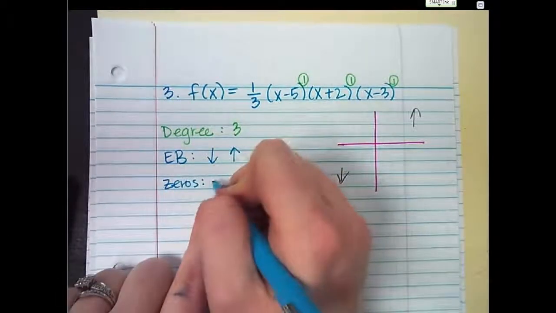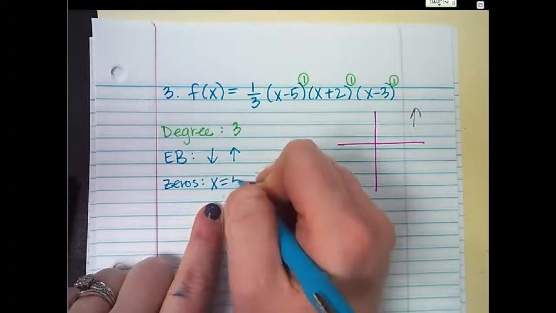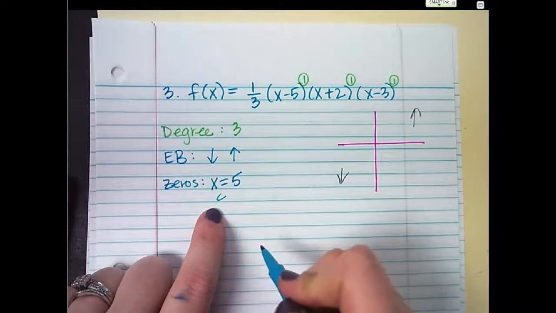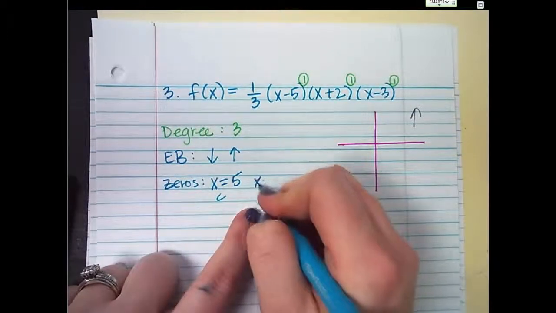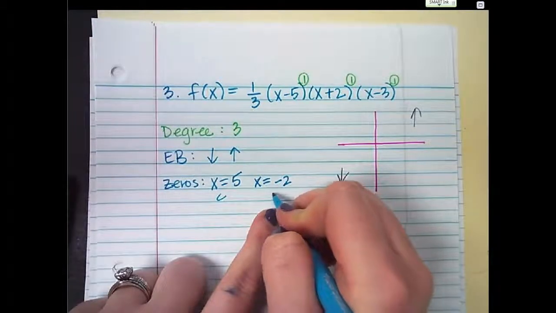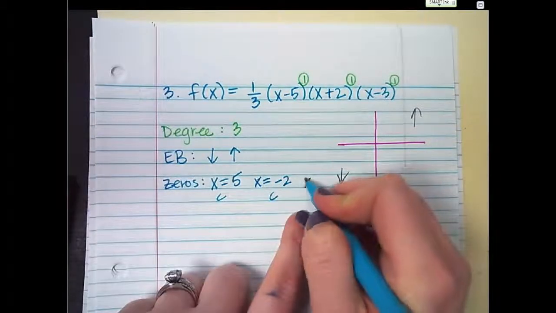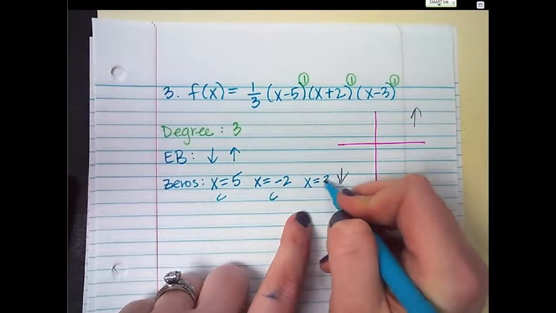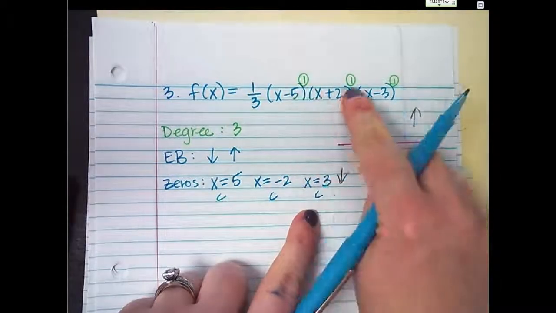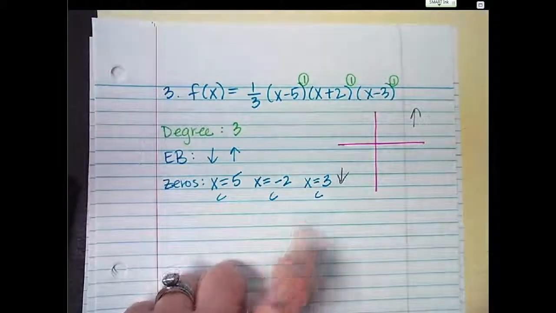I'm only concerned with the ones that give me an x. So what are the zeros? x equals 5. Does it touch or cross? Crosses. x equals -2. Touch or cross? Cross. And x equals +3, and it also crosses because they're all odd. 1, 1, and 1.